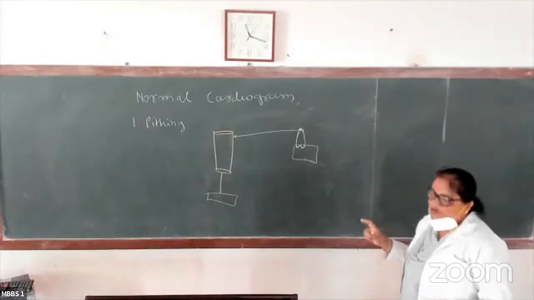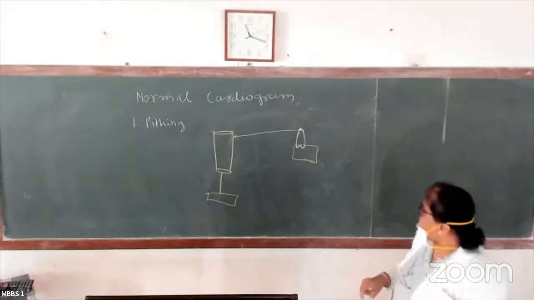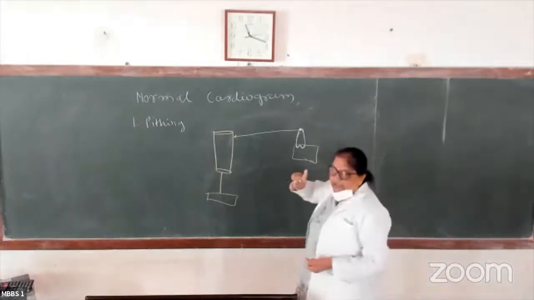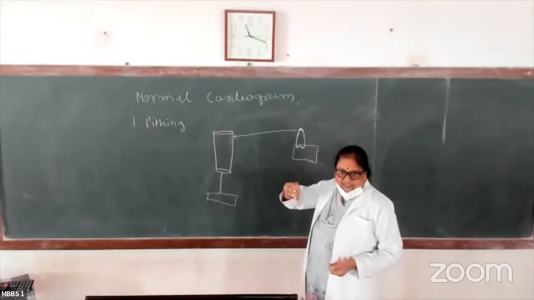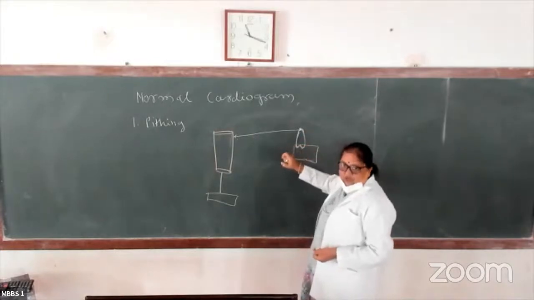So first we will record the normal cardiogram, or the mechanical activity of the heart. We are only destroying the spinal cord, so the heart function is there, or pumping of the heart is there. So pumping, systole and diastole, we record from the heart.